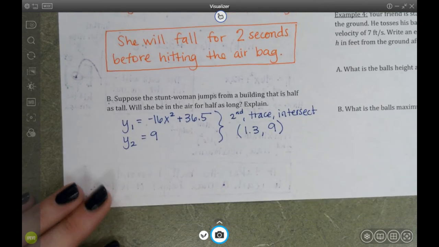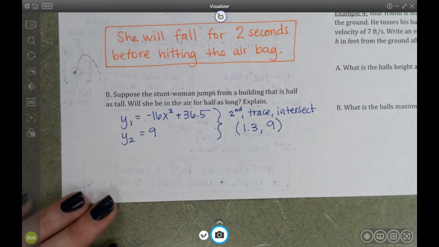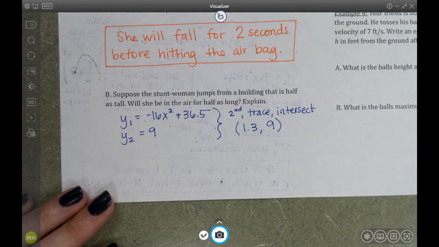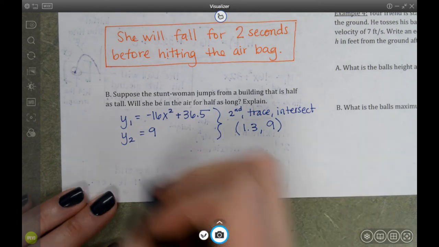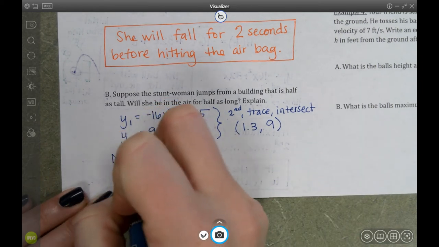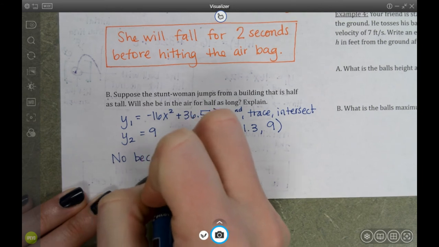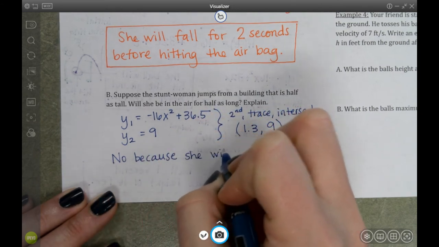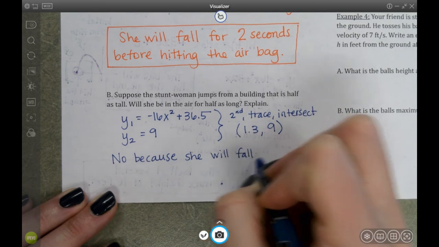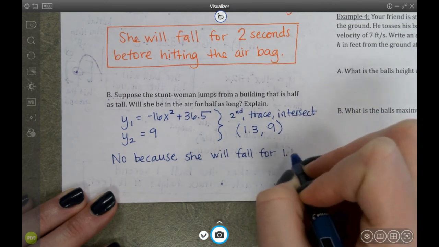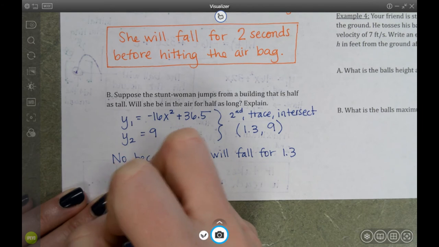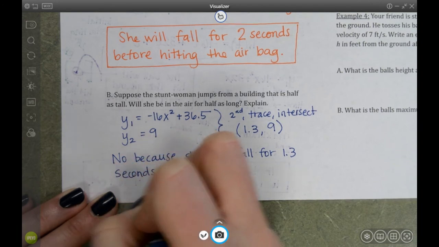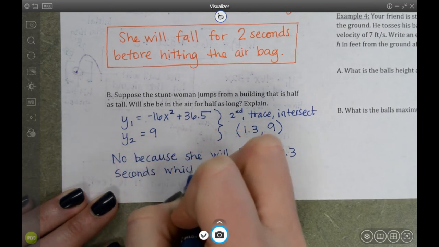Okay, did you get an intersect of 1.39? So did she fall for half as long? No. So no, because she will fall for 1.3 seconds, which is not half of 2.